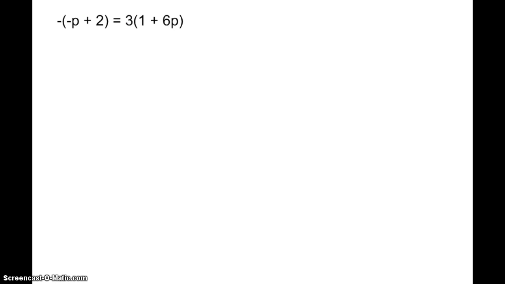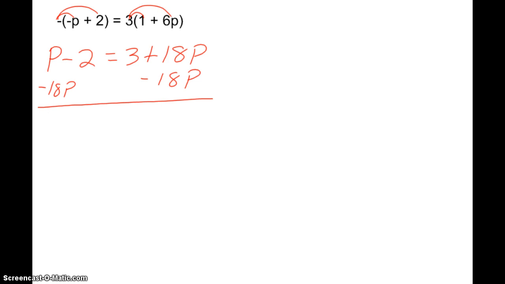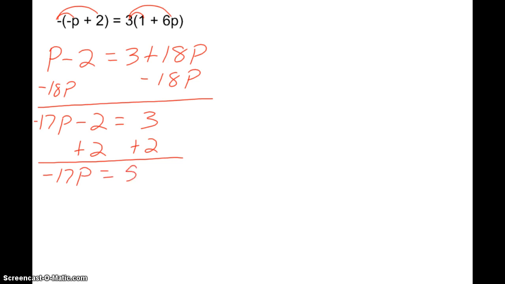Distributive property, here I have distributive property on both sides of my equation. So on my left side, when I distribute, I get p minus 2 is equal to, right side I distribute, I get 3 plus 18p. I'm going to subtract 18p from both sides. When I do that, that gives me a negative 17p minus 2 equals 3. Add 2 to both sides, and I have a negative 17p equals 5. Divide by a negative 17, and my answer p is equal to a negative 5/17.